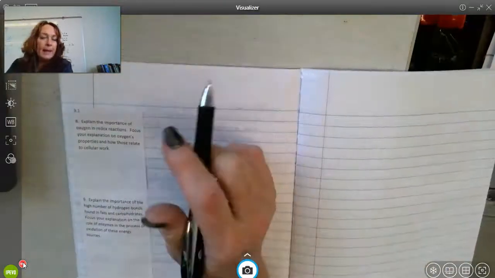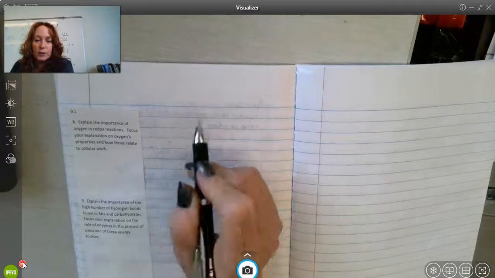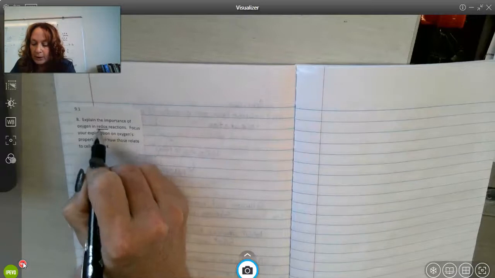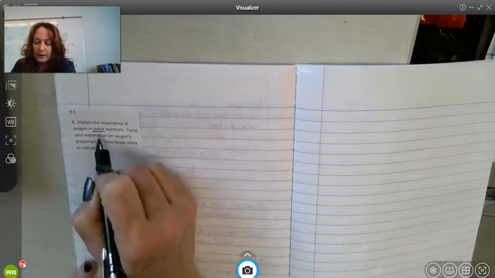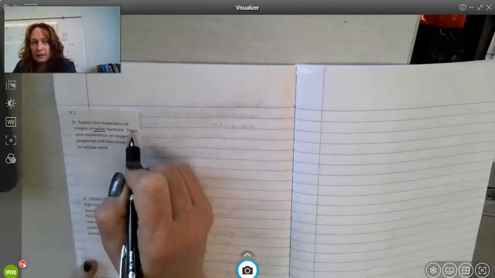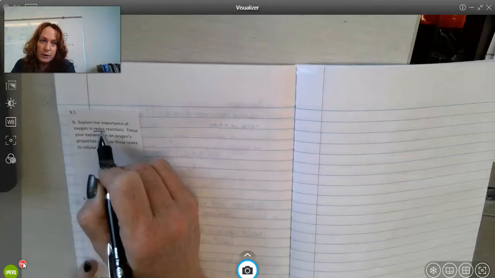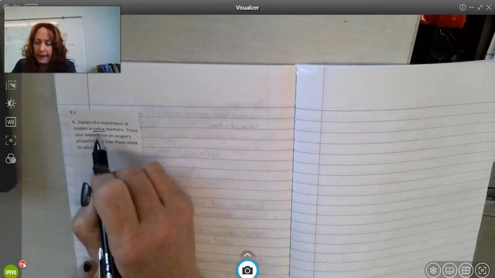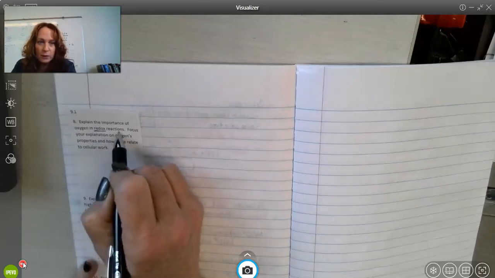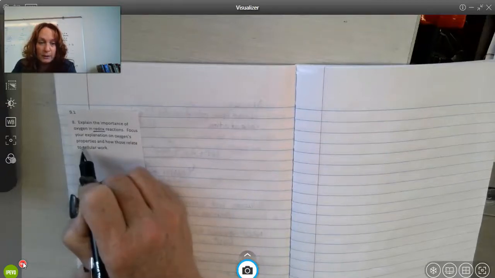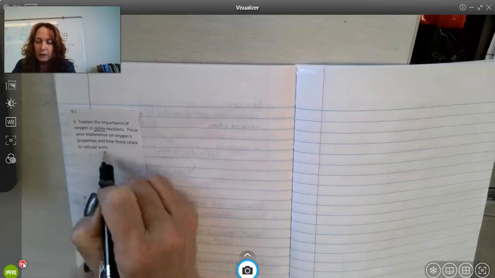we're starting to make some connections between things we've already learned. Explain the importance of oxygen in redox reactions. So this is passing electrons back and forth. Something gains, it's reduced. Something loses, it's oxidized. So what's the importance of oxygen in that gain-loss of electrons reactions? Focus your explanation on oxygen's properties and how those relate to cellular work.